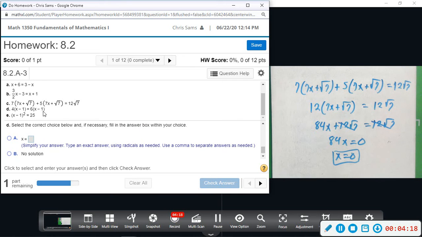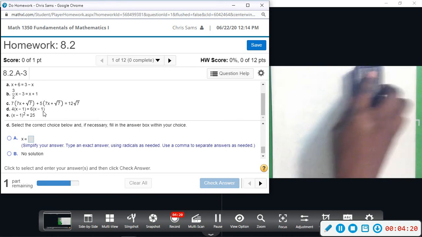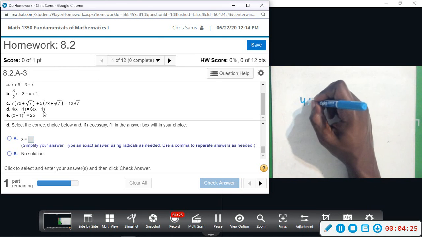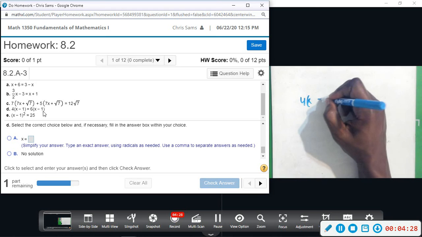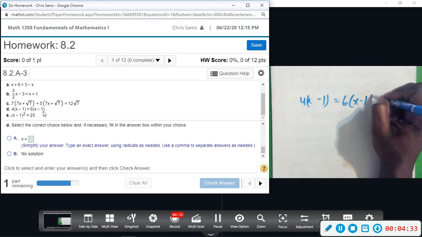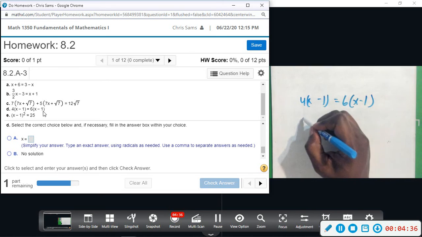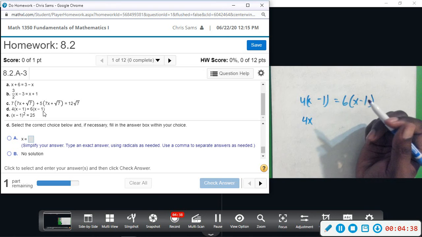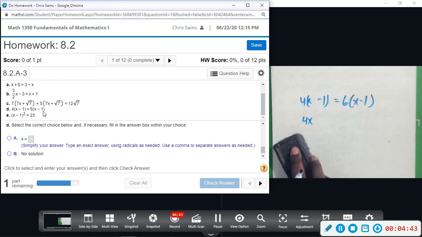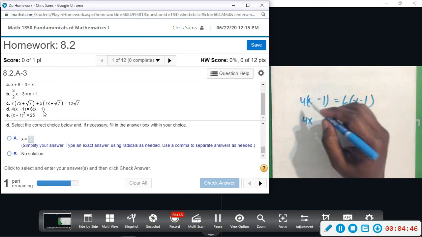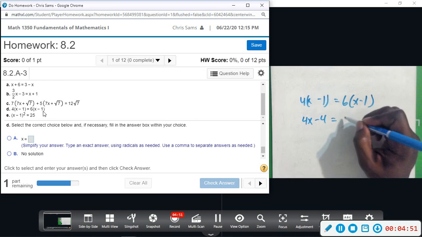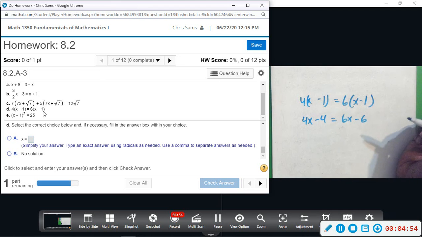D, like this one. So with D, we have 4 times the quantity x minus 1 equals 6 times the quantity x minus 1. So I'll go ahead and distribute. We'll get 4x. Well, actually, since they're the same, let's do this and we'll distribute. Now we can go ahead and distribute. I was going to subtract them over, but it doesn't matter. Minus 4 equals 6x minus 6.